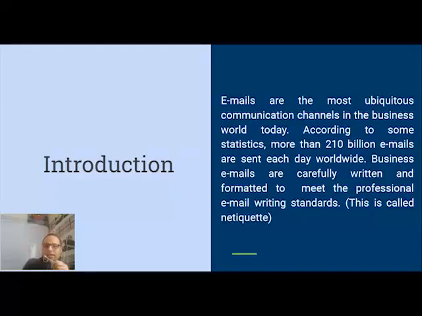Now, business emails are carefully written and formatted to meet the professional email writing standards. And this is what is called netiquette. I'm going to comment a little bit on this. When I say emails are carefully written to meet the standards of email writing, it means that there are certain rules, whether we talk about content or format, there are certain rules and guidelines that we need to follow while writing business emails. And that's what we call netiquette.